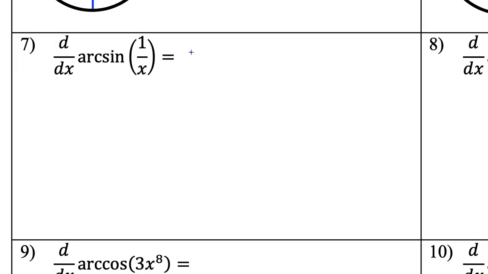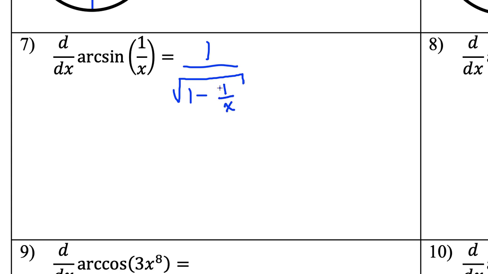All right, for number 7, now we're actually taking the derivatives. So remember that this is going to be 1 divided by the square root of 1 minus whatever our x is. In this case, it's 1 over x. So this is 1 over x, and then that thing quantity squared. So that's doubter. Don't forget your dinner, the derivative of the inner. So what is the derivative of this inside thing?